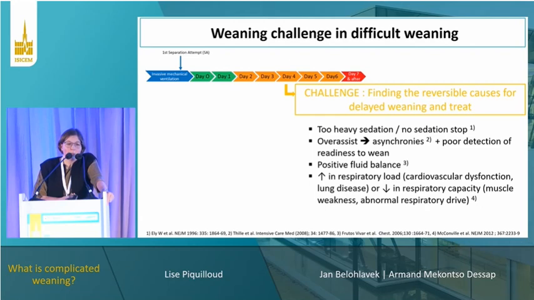And maybe even more importantly, overassist is a risk factor for difficulties in detecting that your patient can be weaned from the ventilator. Then we should try to avoid positive fluid balance, also associated with prolonged duration of mechanical ventilation and failure of the spontaneous breathing trial. And we should try to help with medication for the reasons that increase respiratory load, and especially treat cardiovascular dysfunction, try to treat underlying lung disease as best as possible, and also look for the reasons for reduced respiratory capacity, especially muscle weakness, even if it's much more difficult to fight against that.